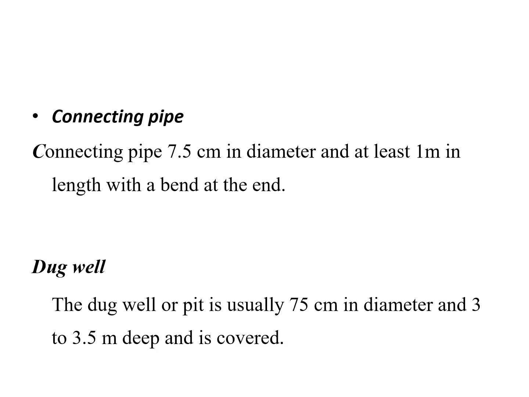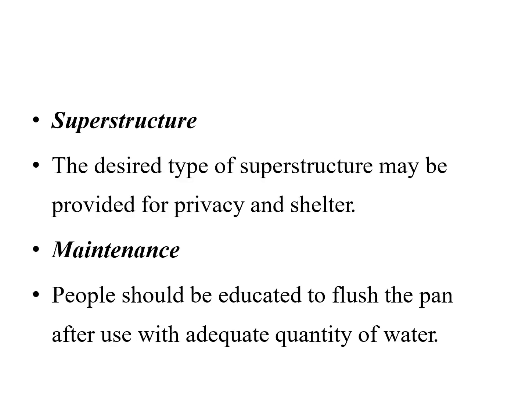There is a connecting pipe which draws in from the water, with a 7.5 centimeter diameter and at least 1 meter in length, bent at the end. Then it is connected to a duct well or a pit, usually 75 centimeter diameter and 3 to 3.5 meters deep, and is covered. The desired type of superstructure may be provided for privacy and shelter. People should be educated to flush the pan after use with an adequate quantity of water.